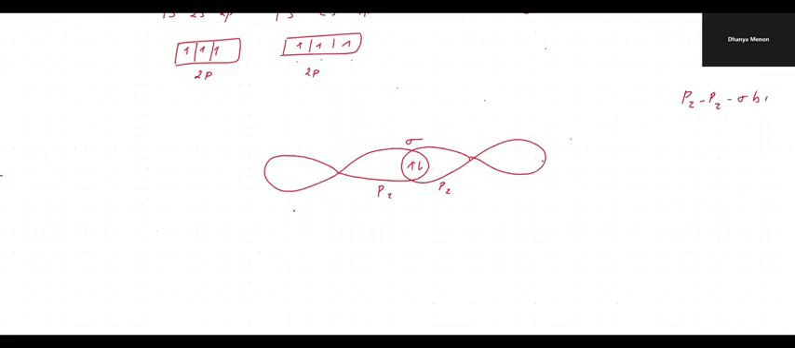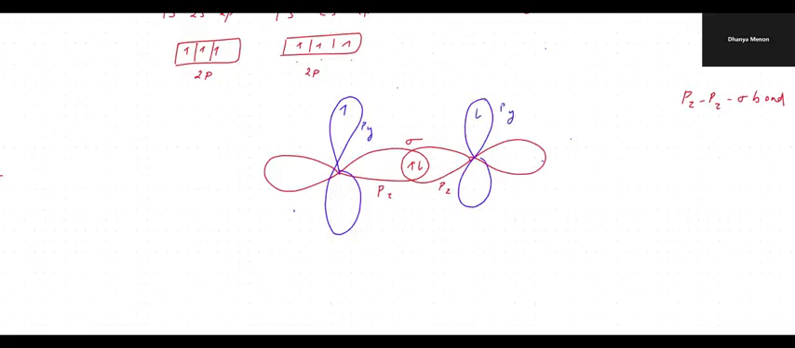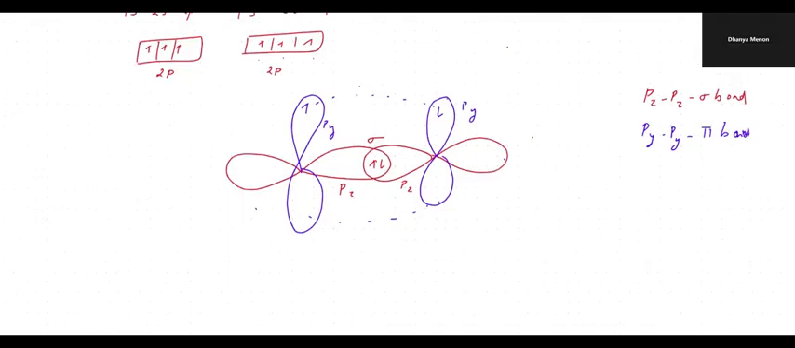Then what do we do with py? Suppose this is py of one nitrogen and py of another nitrogen. So I have py, py. They will overlap sidewise to give you a pi bond. So first the sigma bond is formed, then only the pi bond is formed.